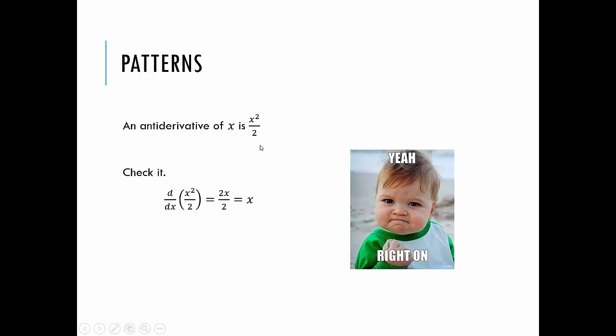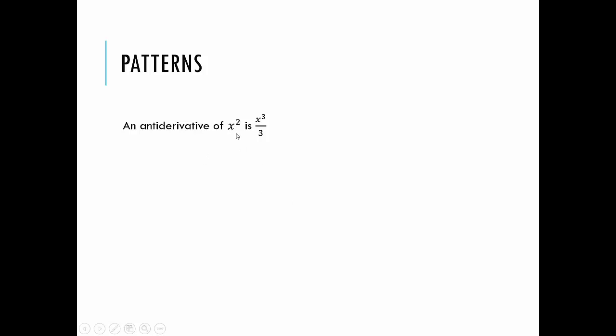So let's see if we can see a pattern for a formula of how to do these. I'm going to just go through and tell you these and then we'll check them. So an antiderivative of x would be x squared over 2. How could I check that? I'm saying if I take the derivative of x squared over 2, I should get x back. And I do.